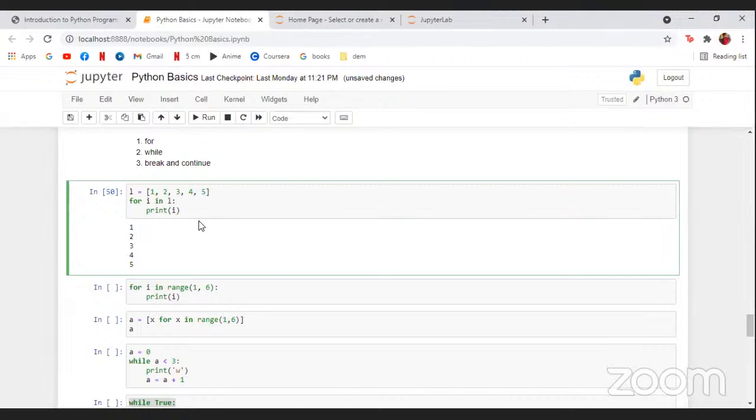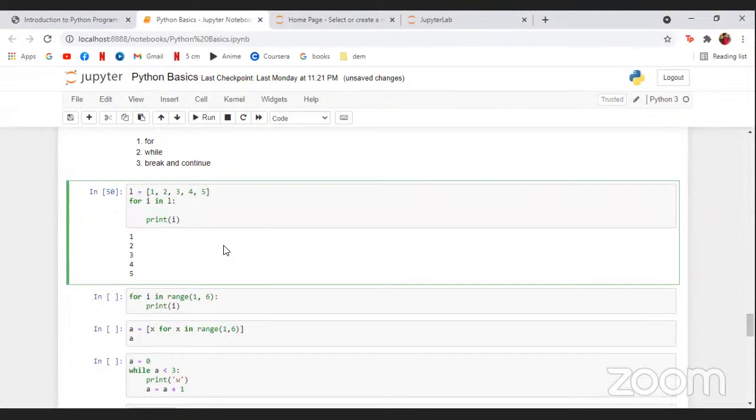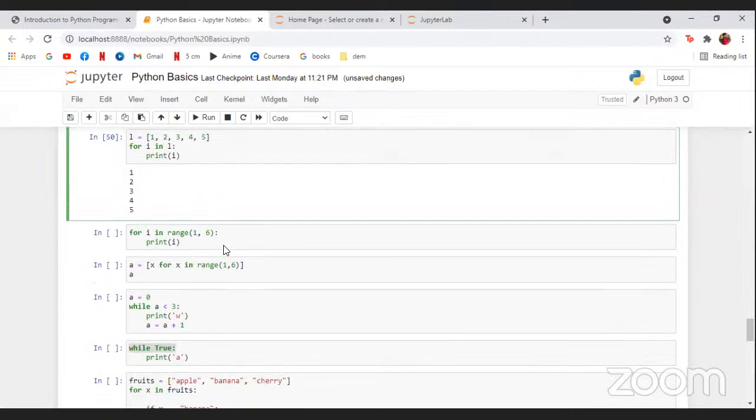This gap isn't something that you should worry about so much, because as soon as you type a colon, when you press enter, it automatically gives you the specific indent that you need. So it'll come by itself.